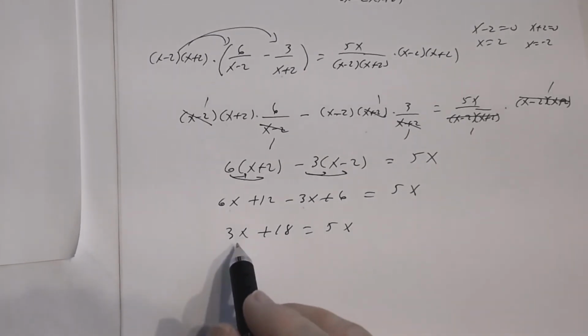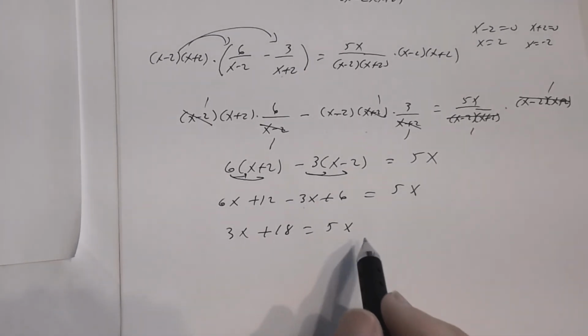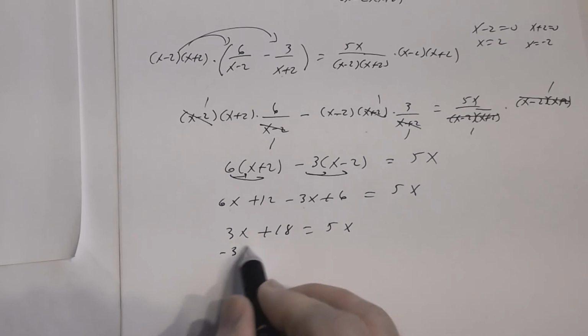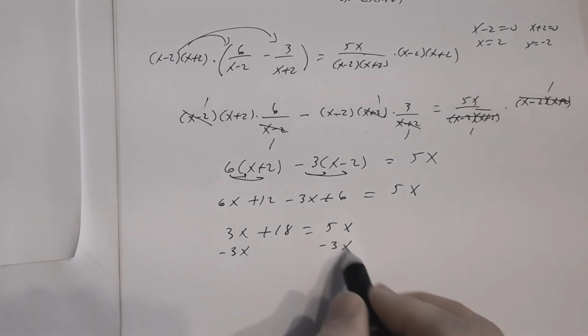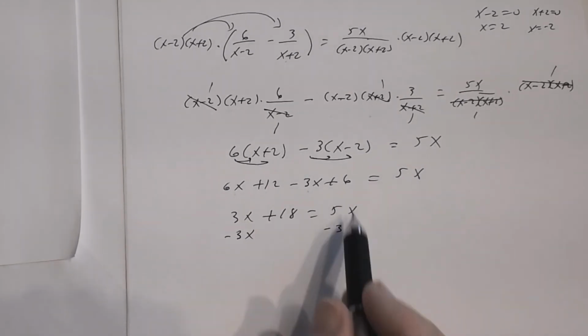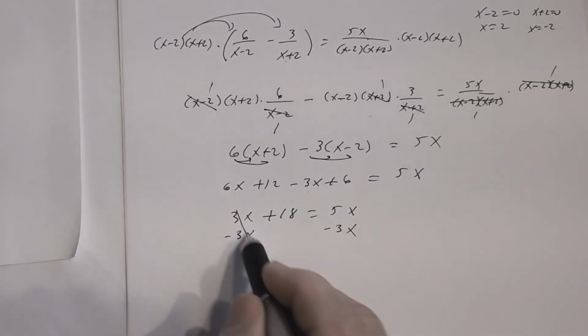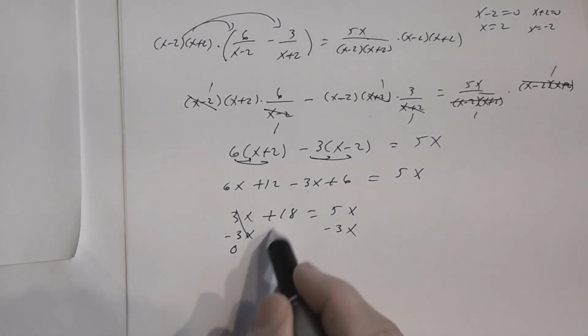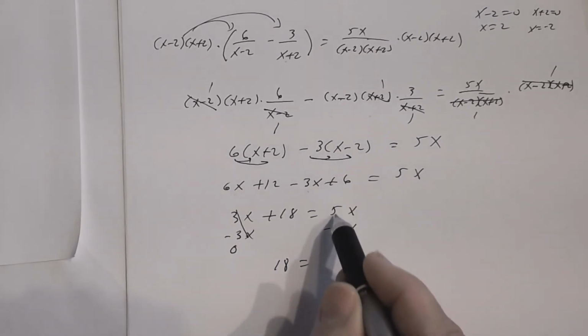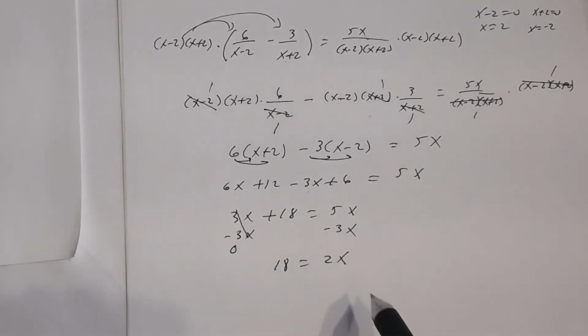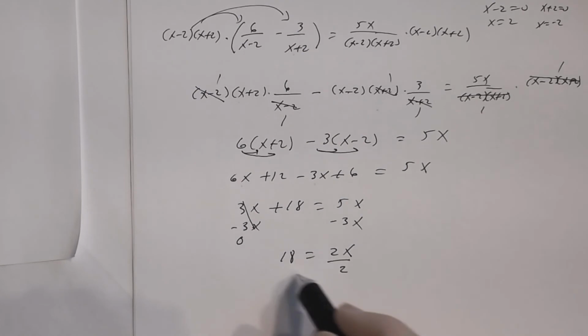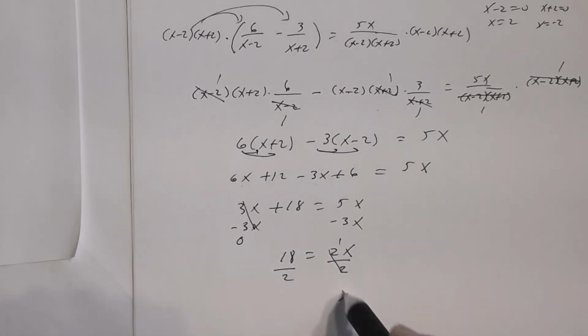And then I'm just going to go ahead here and bring the variables to the right side. So I get negative 3x. So I'm subtracting negative 3x from both sides. Remember, what you do on one side, you do on the other. And then combine like terms, 3x minus 3x is 0, so you get 18 equal, and then that's 2x, right? And divide both sides by 2, I get x to be 9.